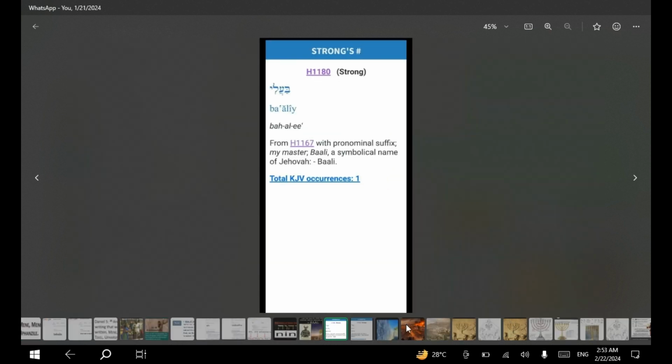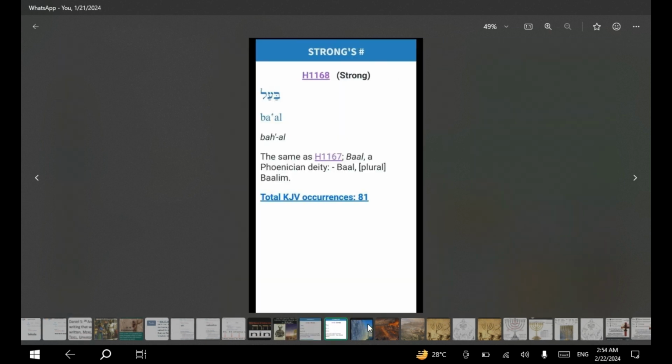I'll prove it to you. You see this? In Strong H 1167, we do not write it, they wrote it. In Strong H 1167 with a pronominal suffix: my master, Bel, a symbolic name of who? Say it yourself. Yes. Same as Yahweh, same as Lord. Bel. The same as who? Bel, Phoenician deity. Bel, Belim. It's Yahweh.